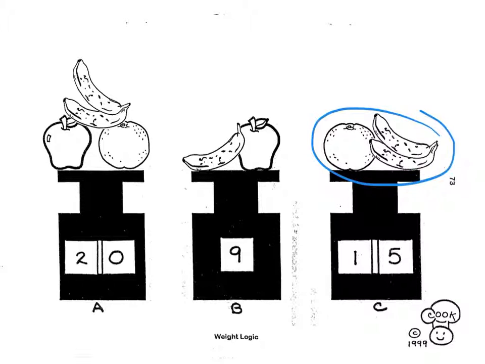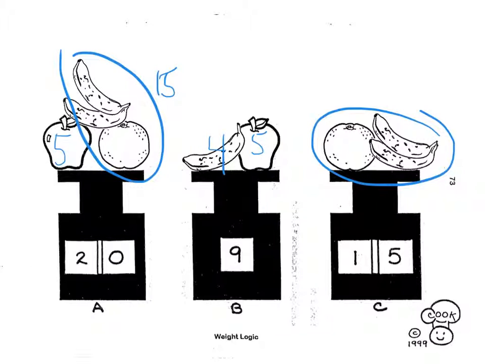2 bananas and an orange are 15. Here's 2 bananas and an orange as 15. So the apple must be 5. If the apple is 5, then over here the banana is 4. Bananas are 4. Then the orange must be 7.